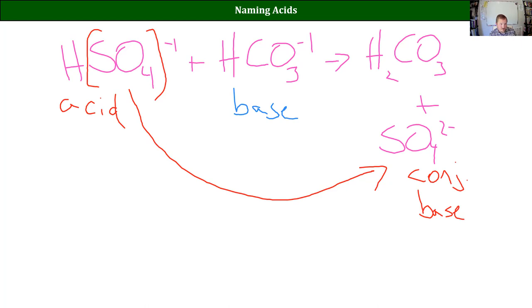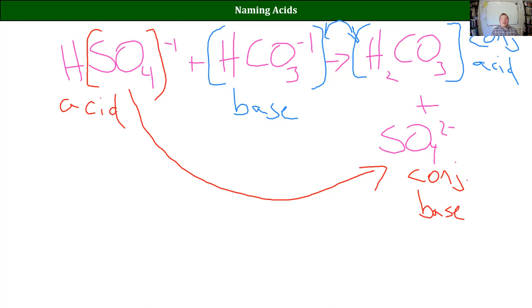And if hydrogen sulfate is the acid, that means hydrogen carbonate is the base. And if you take hydrogen carbonate and you stick an extra H+ on it, you make this compound. This is the conjugate acid. So again, they're always going to be paired up. When hydrogen carbonate acts as a base, it's always going to make the same compound. When hydrogen sulfate acts as an acid, it's always going to make the same conjugate base.